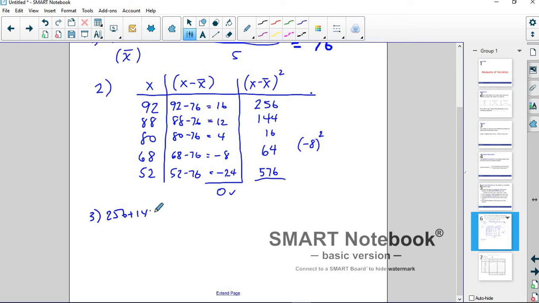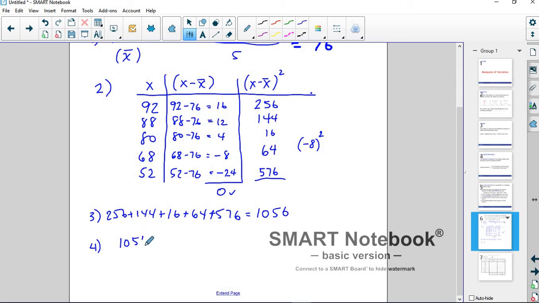256 plus 144 plus 16 plus 64 plus 576. Okay, if we type that in our calculator, we get 1,056. And then we're going to find the average, but it's called the sample standard deviation. There is a difference. There's a population and a sample standard deviation. The thing is, because we're almost always dealing with samples, we will deal with that here as well.